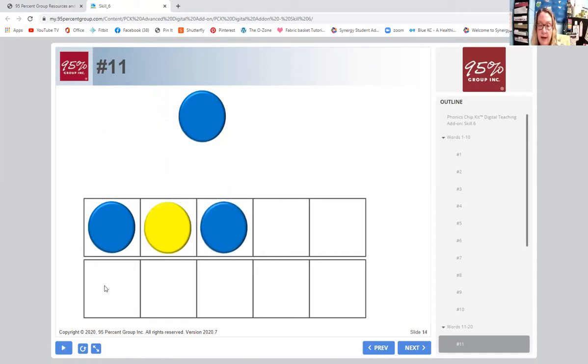Now, sound it again, but write the letter, okay? I'm going to remind you, you're not saying the name of the letters, you're saying the sound. S, oi, l. Check. Should have an S, the O-I, and the L.